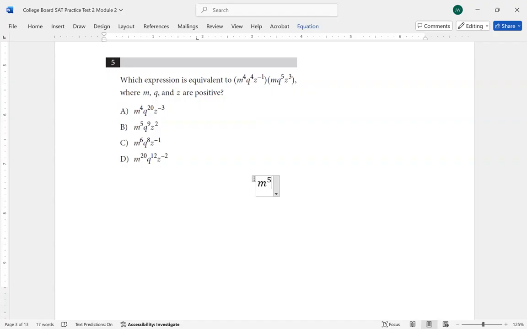Q to the 4th times q to the 5th is q to the 9th. And z to the negative 1 times z to the 3rd is going to be z squared. Negative 1 plus 3 is a 2. So we add the exponents and we get m to the 5th, q to the 9th, z squared, which means that the correct answer to problem number 5 is B.